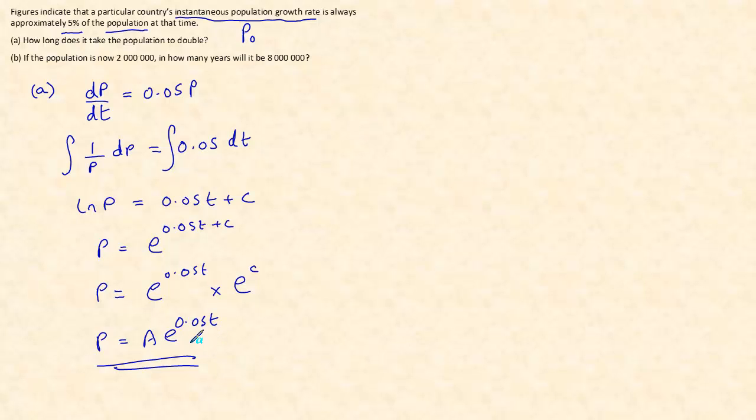Well, that must mean that if we think about p is equal to p0 e to the 0.05t, then when t is 0, p is equal to p0. If p is going to be double that, then we must have e to the 0.05t is equal to 2, and then we'd have 2p0. So let's just solve that. And we can solve that on the calculator.